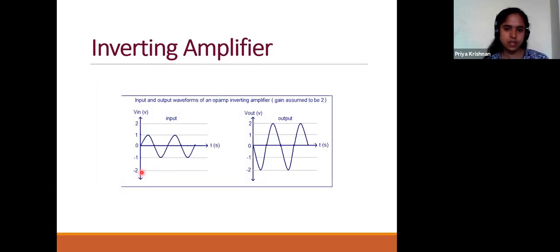So for the inverting amplifier, this is my input signal. The output should be inverted, but it is not just inverted here. I have assumed the gain to be 2. So my output is inverted as well as amplified.